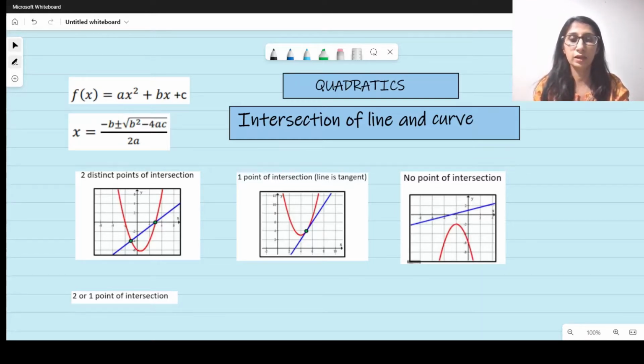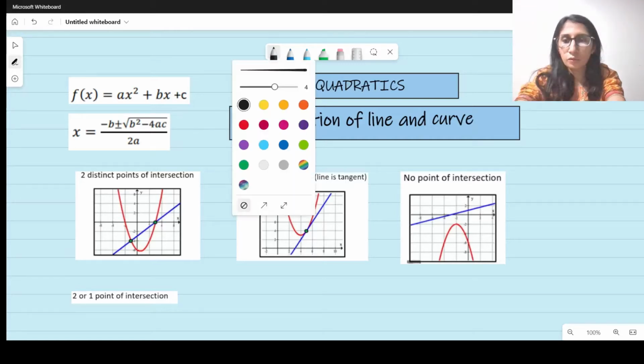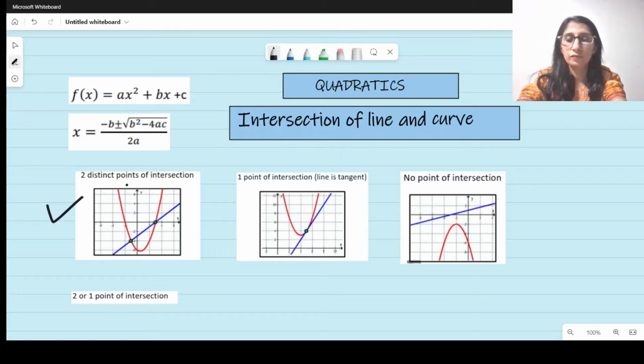So we see a couple of graphs on the board. Please don't get scared by them. They're actually very simple concepts building on the concept that we've already discussed in roots and discriminant. So what's happening in this figure, the curve and a line are cutting at 2 points. And it says 2 distinct points of intersection.